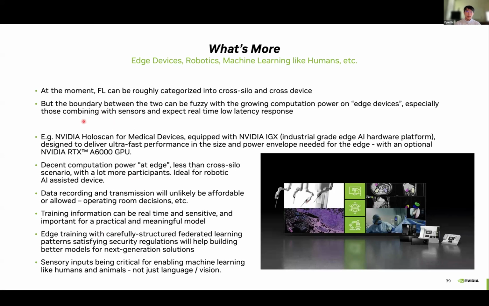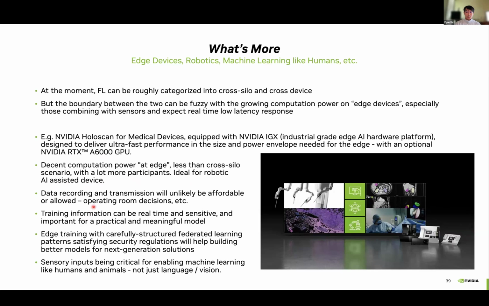For example, Nvidia Holoscan for medical devices is equipped with Nvidia IGX, and it has a pretty decent GPU, the RTX A6000. With decent computation at the edge, the number of participants will be fewer than in a cross-device scenario, but it is a lot more realistic for robotic AI assistant devices.